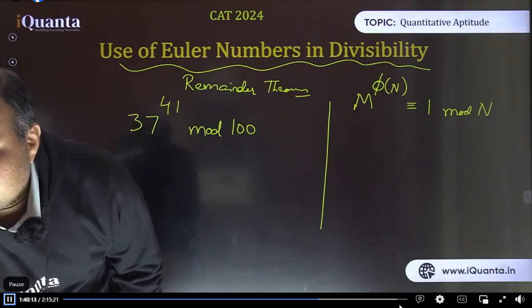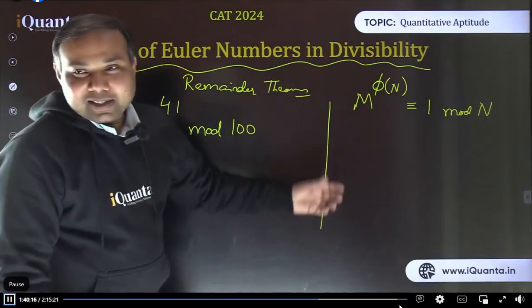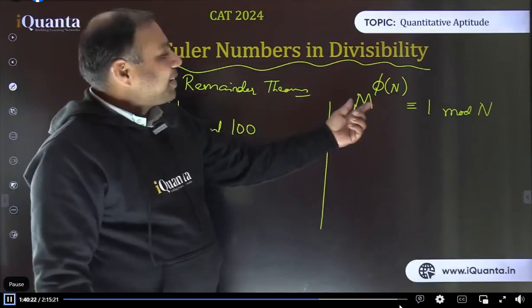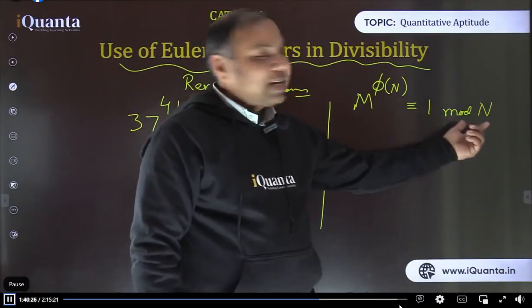Don't jump to the answers finally. See here. So m raised to power phi of n gives remainder 1 when divided by the divisor n.